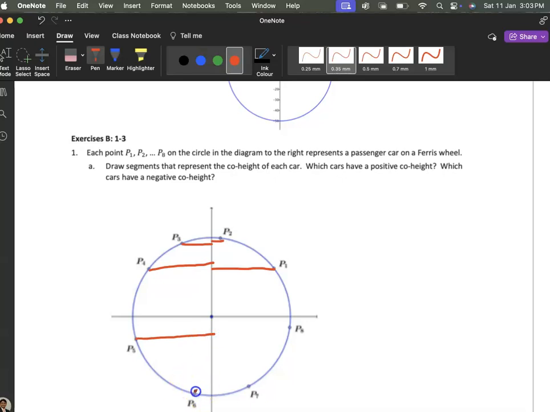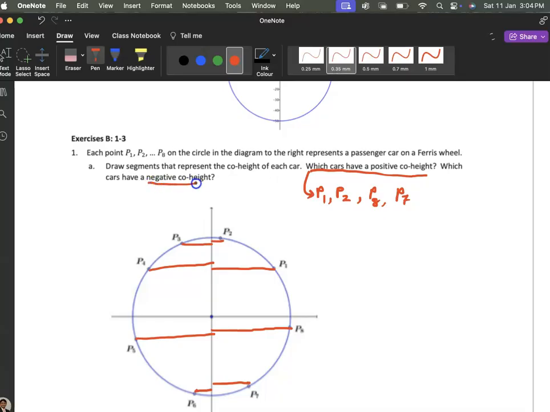So first would be P5 because the left side is negative, right? Like smallest. Oh, it's just asking which cars have negative. So which car has positive co-heights? Oh, okay, so draw segments. Which cars have positive co-heights? Should we first do negative? No, positive. P2, P3, P1, P8, P7 have positive co-heights. Correct, these are positive co-heights.